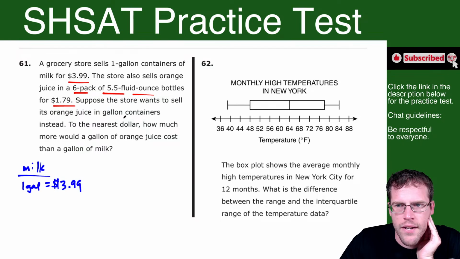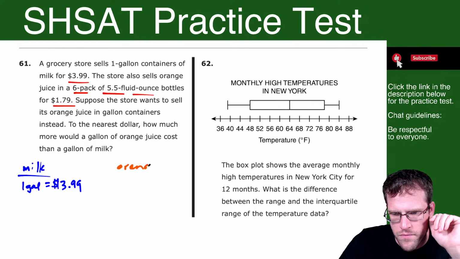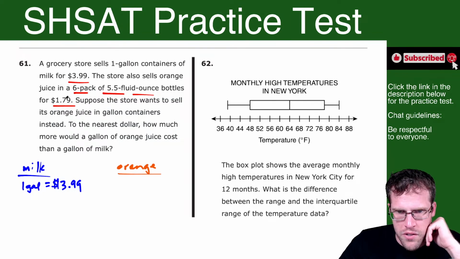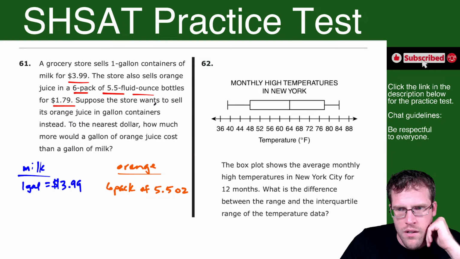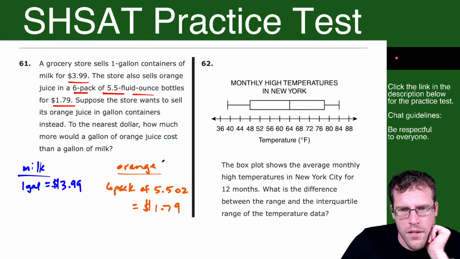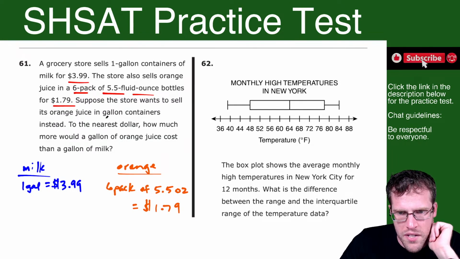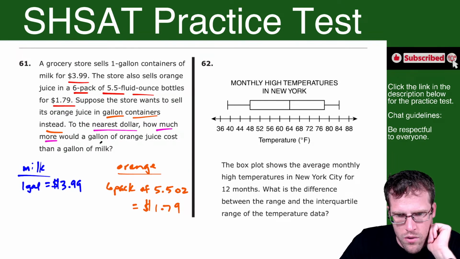Orange juice, and I'll write in orange. They're doing 6-packs, a 6-pack of 5.5 fluid ounces, and this is $1.79. Suppose the store wants to sell its orange juice in gallon containers instead. So we have to build up a gallon with this. To the nearest dollar, how much more would a gallon of orange juice cost than a gallon of milk?